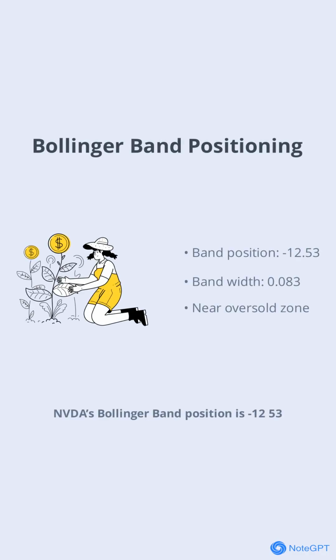NVDA's Bollinger Band position is minus 12.53, indicating that the price is near the lower end of its recent range. This positioning often suggests that the stock is oversold, but it's important to confirm with other indicators before acting. The width of the bands is 0.083, reflecting relatively tight volatility, which can sometimes precede a breakout in either direction.